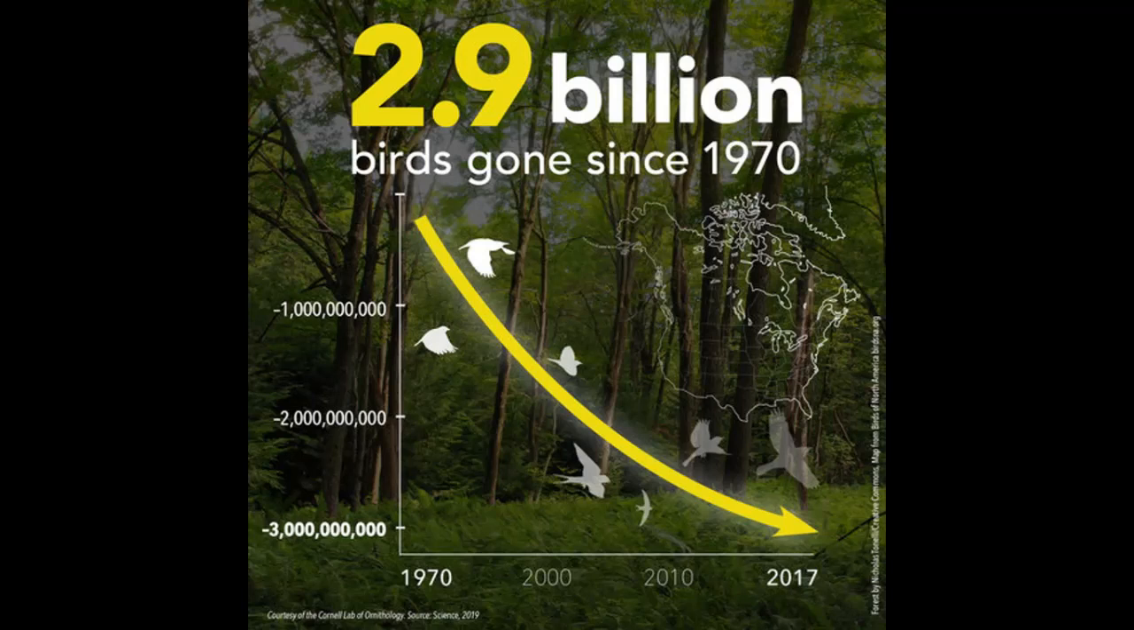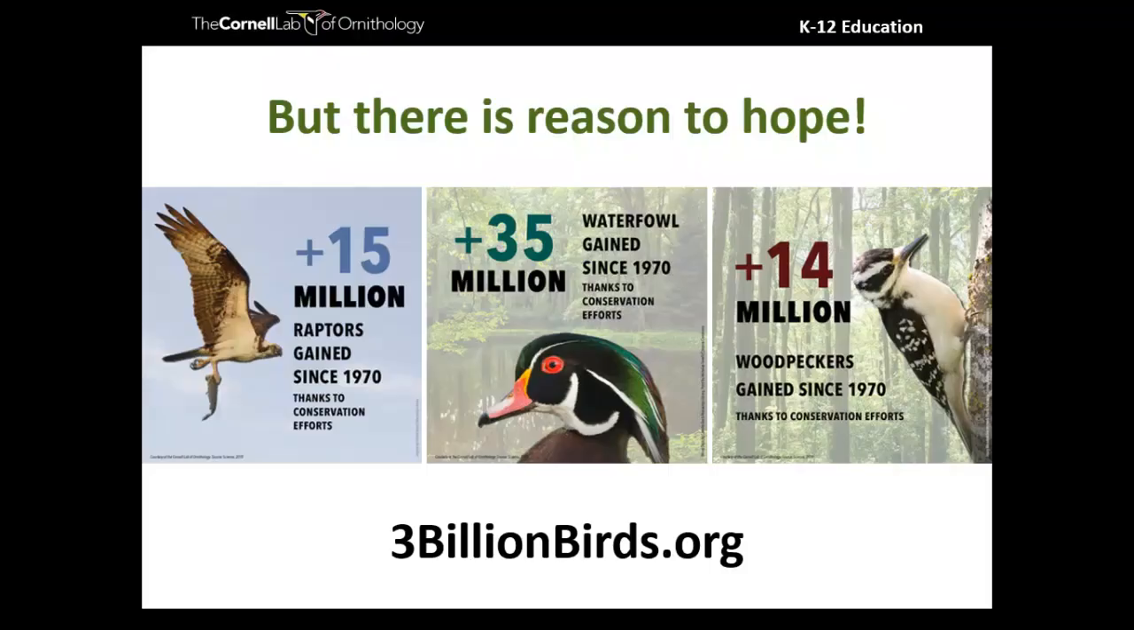All right, bringing it home. Let's go back to talking about our 3 billion birds that we lost. Because I told you earlier that there's reason to hope, and there absolutely is. Here are 3 groups of birds that we saw positive trends in. So over the last 50 years, we've actually seen an increase of 15 million in raptors, 35 million in waterfowl, and 14 million in woodpeckers.